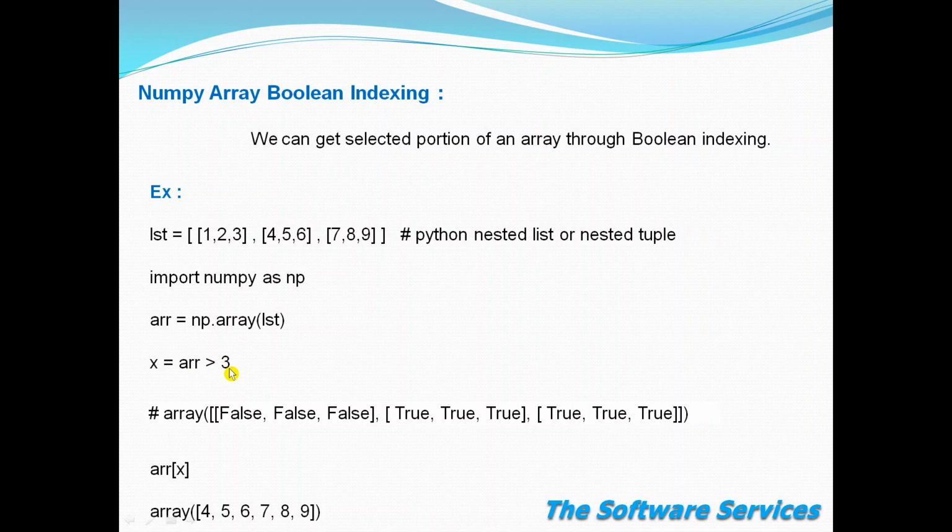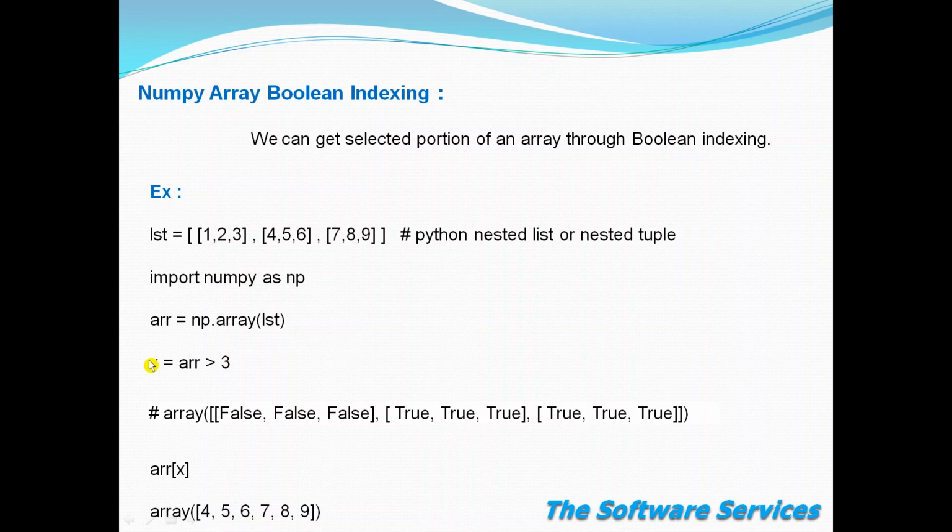What does this bit of code ARR greater than 3 do? This bit of code will check each and every element in the array, that means 1, 2, 3, 4, 5, 6, 7, 8, 9. It will check each element with the number given and the operator given, whether the number is greater than 3 or not. So 1 is greater than 3, so it is false.